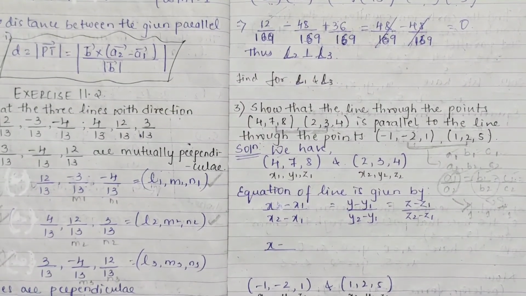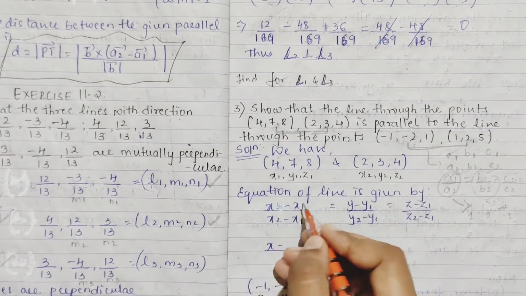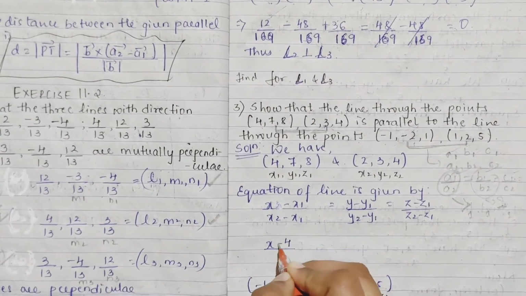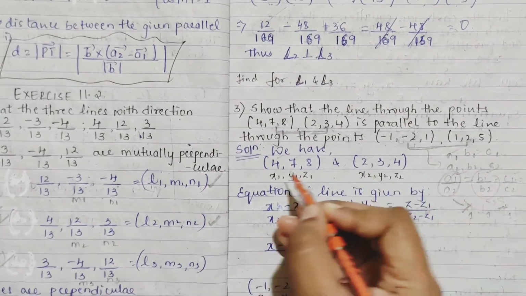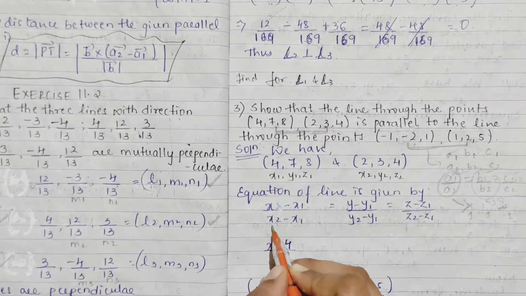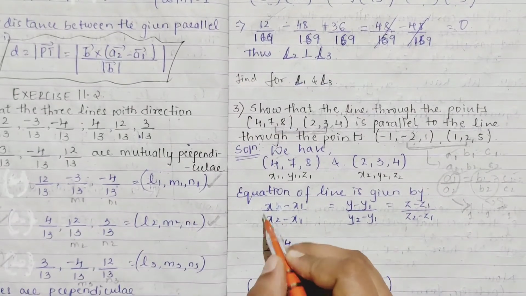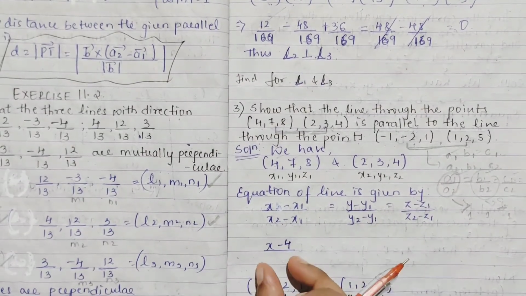So we will write x as it is. x1 is what? 4, so x minus 4, divided by x2 minus x1. x2 is what? 2 minus 4, right? Look here, x2 minus x1. Look at these equations and fill them in.